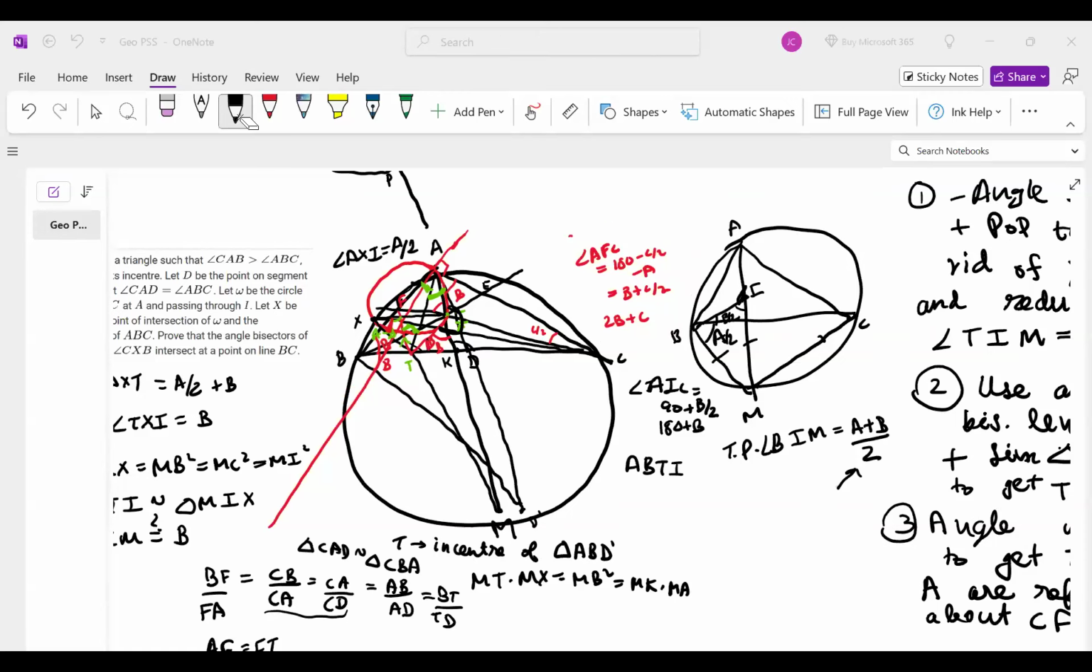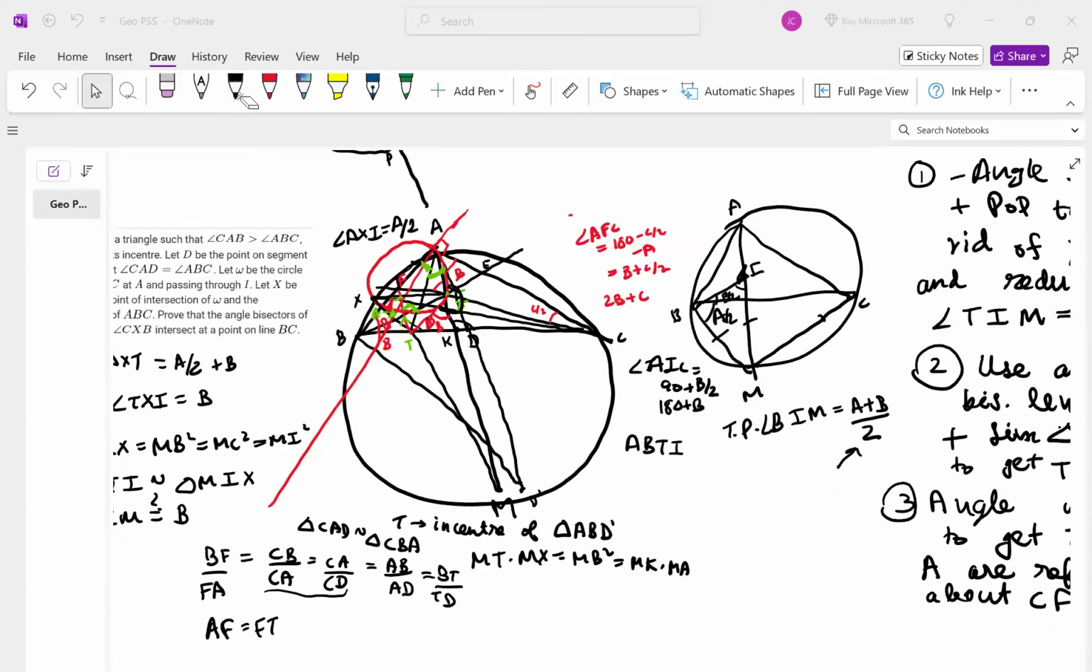Because we want to change it. See, initially in the problem, we were given XI as tangent to AC. Now we redefined X and we want to show the initial condition is true. Why does showing AXI equals A by 2 show that it's tangent? Because IAC is A by 2.